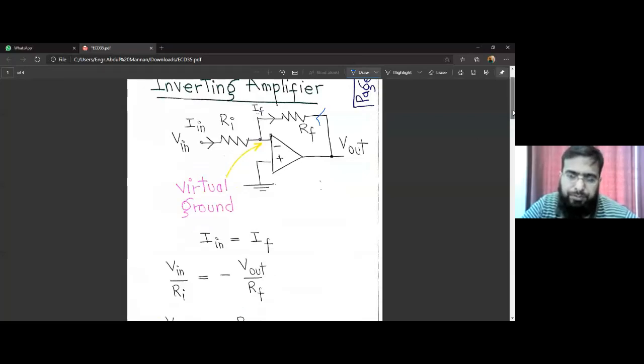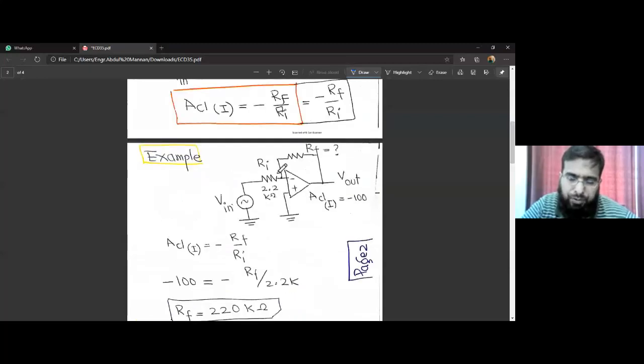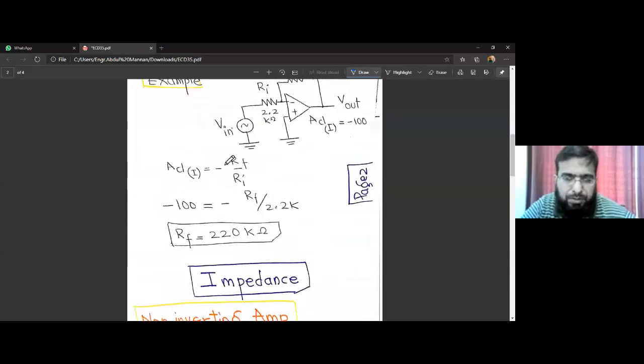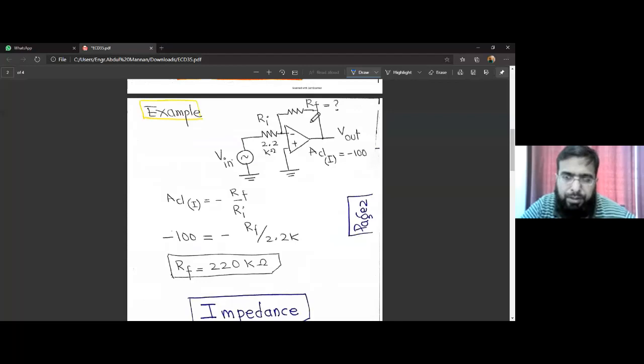A small example: we have to compute RF so that we can achieve a closed loop voltage gain equal to 100. So the magnitude is 100, and the minus means this is inverting. Ri is given to be 2.2K, so RF comes out to be 220K. If we select RF equal to 220K, it will give us a closed loop voltage gain equal to 100 for this inverting amplifier.